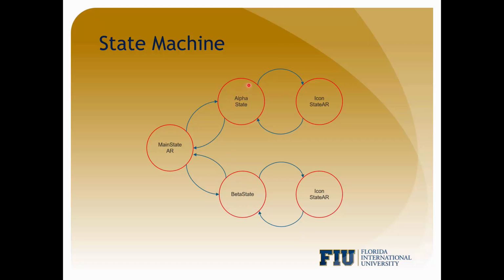From the alpha state we can go to the icon state and then go back again. The icon state AR is when you click an icon and then you can either go to see a diagram, or you can also go to see the movie of that part. The same happens here. When you go to the beta state, you can go to the icon state and then go back.